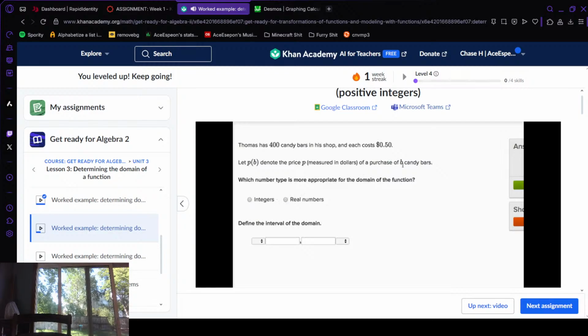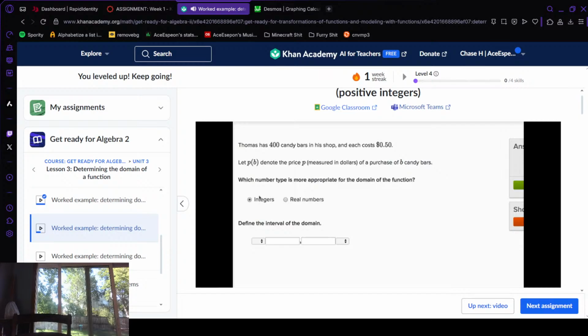B could be 0 candy bars, 1 candy bar, 2 candy bars, all the way up to 400 candy bars. Could B be 0.372 of a candy bar? Well, if this is a normal candy shop, each candy bar is going to be in its own packet, in a discrete chunk. You're not going to be able to buy 0.372 of a candy bar. You're going to buy 0, 1, 2, 3, all the way up to 400. So I would say integers, that the domain of this function is going to be a subset of integers.